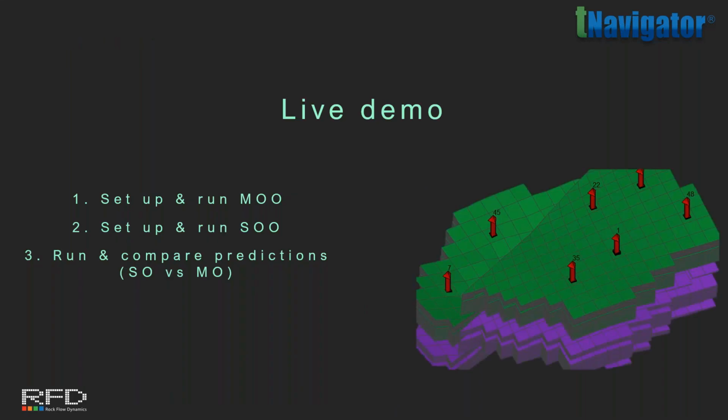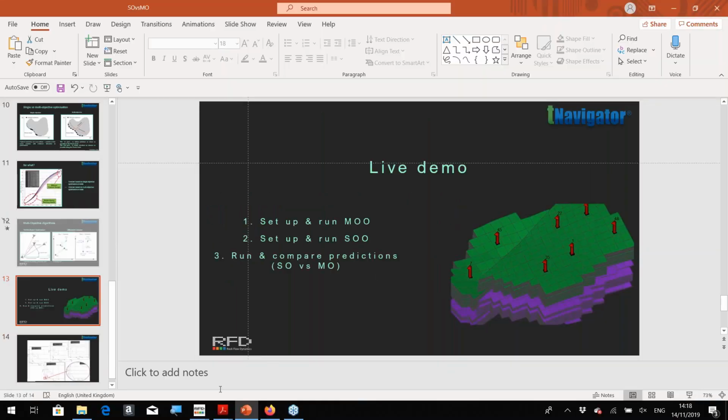So we're now going to move on into the live demo, and it will consist of three main parts. So first we're going to set up and run the multi-objective optimization. Then we're going to do the same with a single objective optimization. And as I promised, we're going to compare the predictions from both of those and see ourselves how we can analyze the results and what would be the difference. So from now on, I'm going to close the slides. I'm going to move into the software.